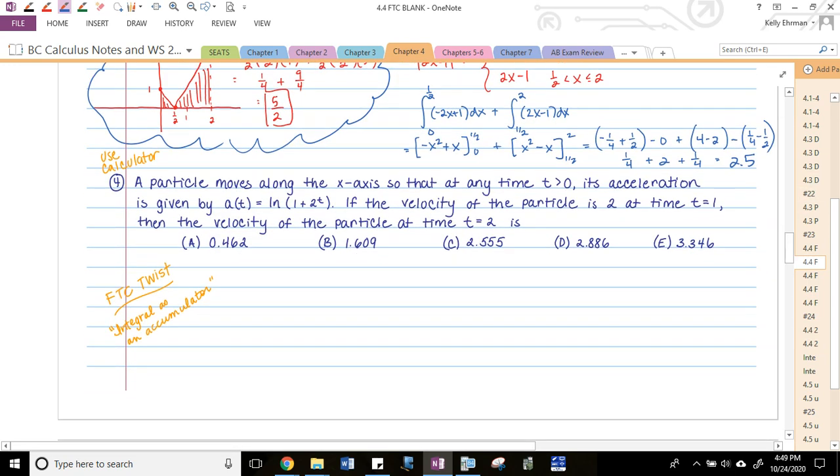Okay, we need our calculator for this one. A particle moves along the x-axis so that at any time greater than 0, its acceleration is given by a of t equals natural log of 1 plus 2 to the t. If the velocity of the particle is 2 at time 1, then the velocity of the particle at time t equals 2 is what?